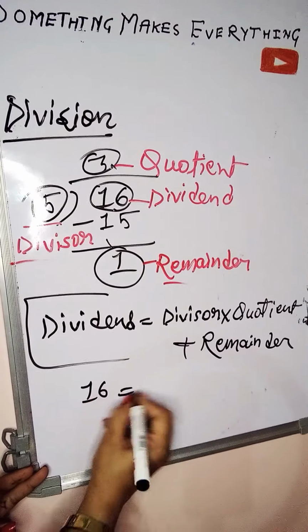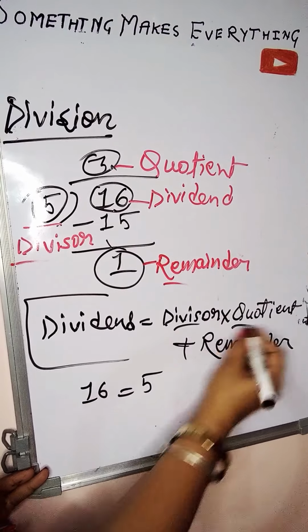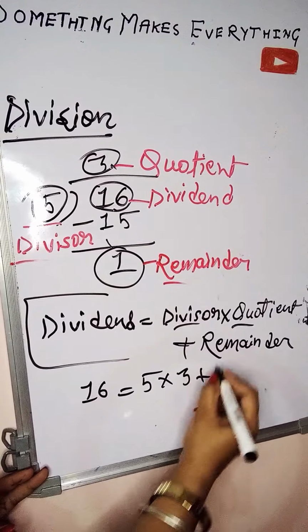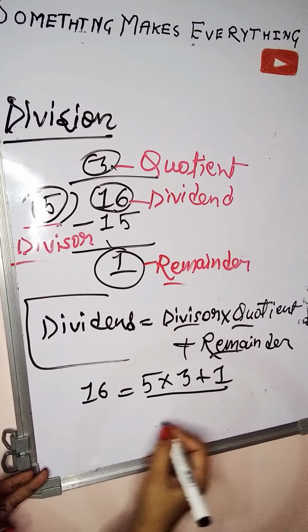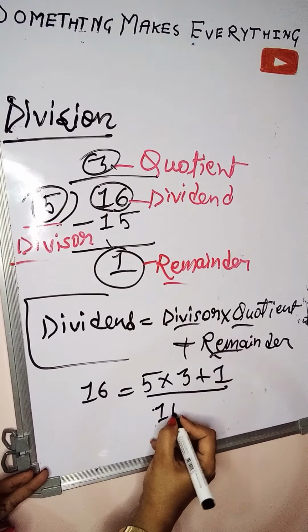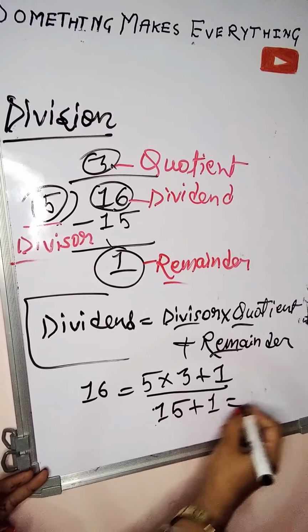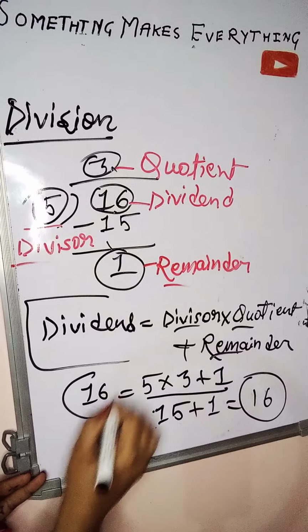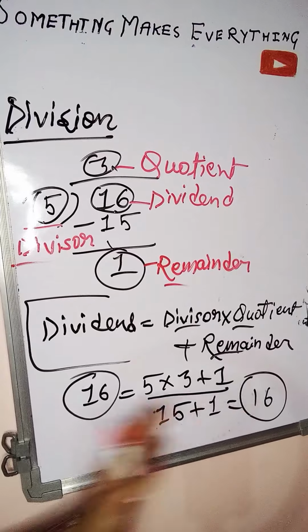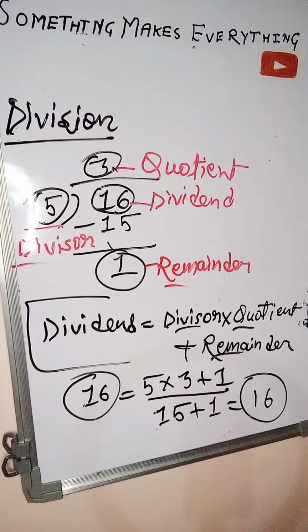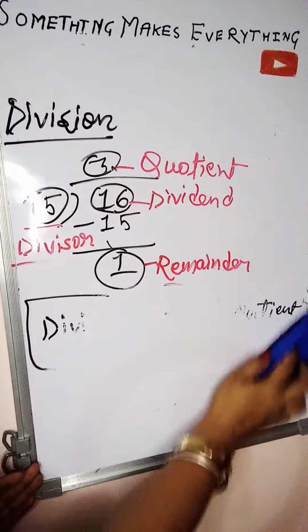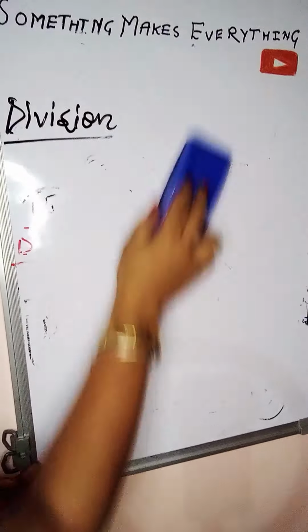So 16 equals divisor is 5, quotient is 3, remainder is 1. So this will be 15 plus 1, 16, same number. So your answer is correct. So this way you can check it also. Now I will talk about some divisibility tests.